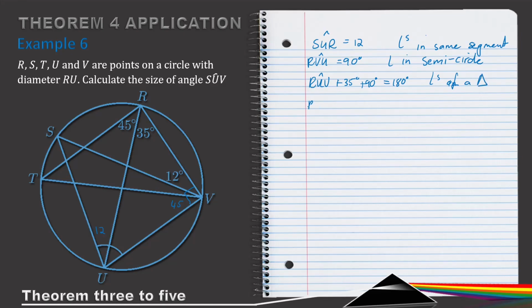And then just solve for RUV. So that's 180 minus 90 minus 35, so that's going to give us 55 degrees. Okay, so if this is 55 degrees, then we can just conclude and say that SUV will then be equal to 12 degrees plus 55 degrees, and this will then give us 67 degrees.